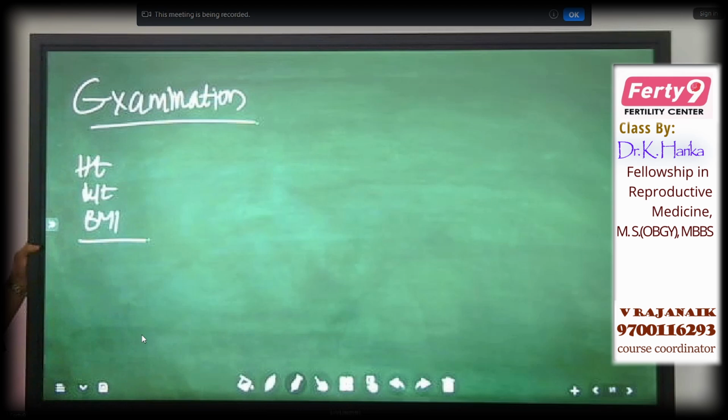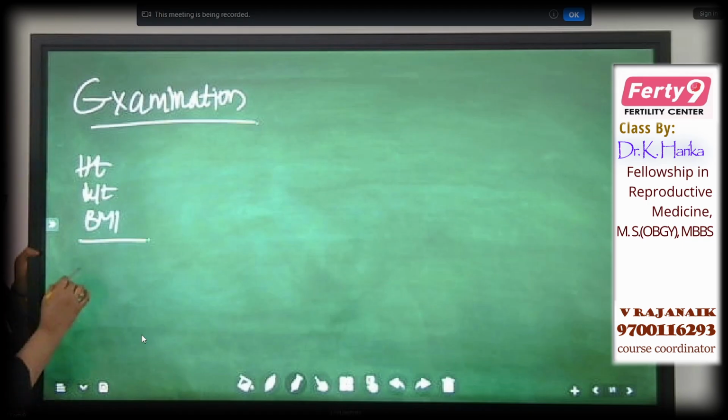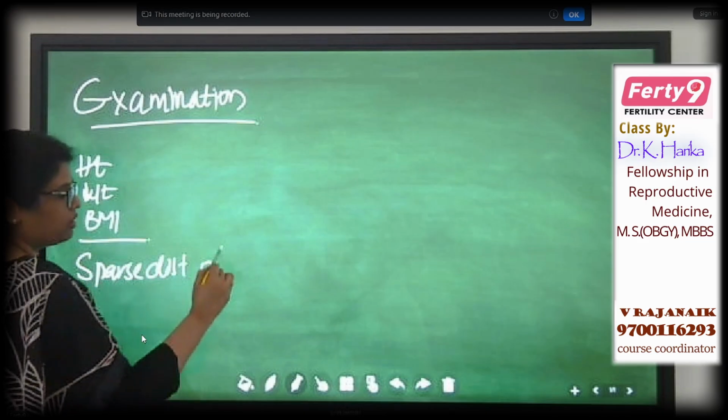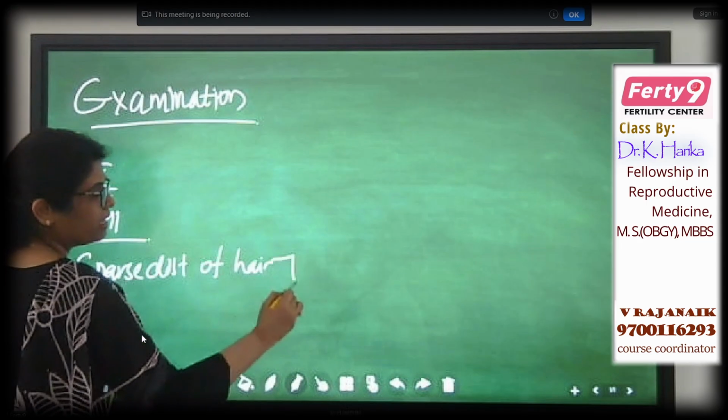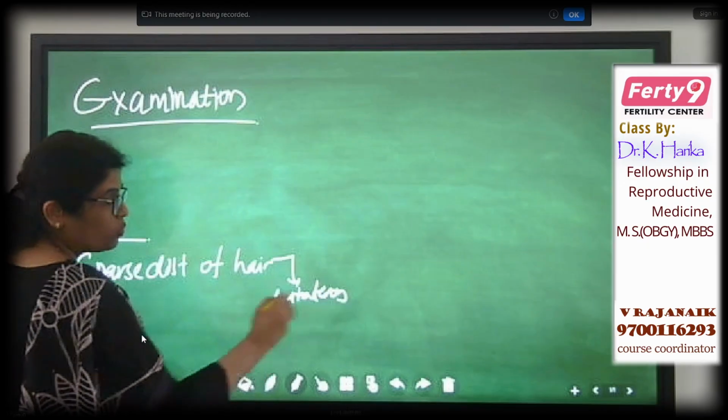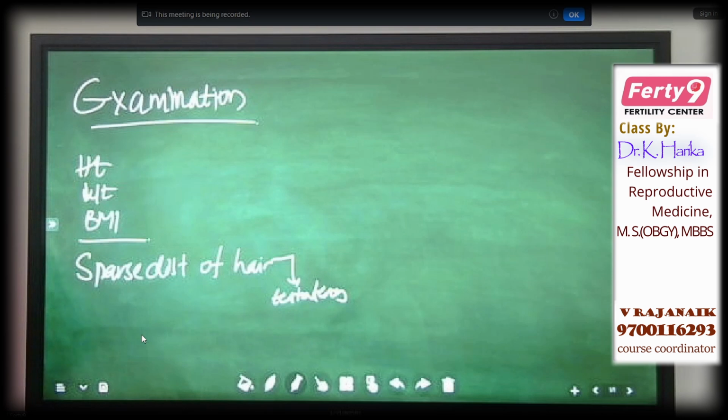Next, what are the normal secondary sexual characters? Like axillary hair, pubic hair, and body hair, everything. So that is secondary sexual characters. The main hormone is testosterone, which maintains the secondary sexual characters. Suppose there is any sparse distribution of hair, that will indirectly indicate testosterone deficiency. So what will happen if there is any testosterone deficiency?